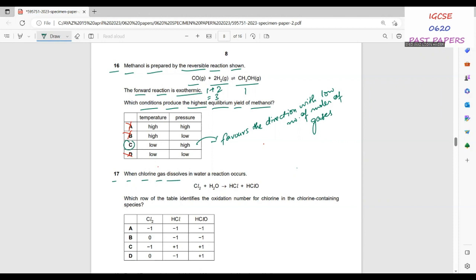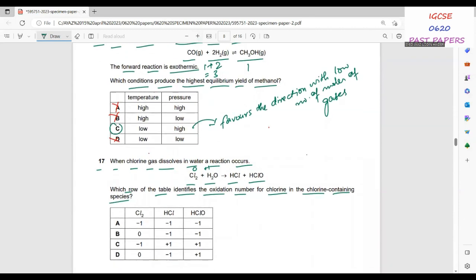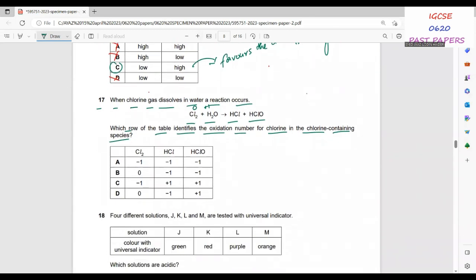17. When chlorine gas dissolves in water, a reaction occurs. This is the reaction: Cl2 plus H2O gives HCl plus HClO. Which row of the table identifies the oxidation number for chlorine in the chlorine-containing species? Now what I will do, I will write down the oxidation number of each atom in this. Cl2 is not carrying any charge, so the oxidation number will be 0 automatically. In H2O, H is attached to a non-metal, so the charge on H is +1. And the oxygen atom, being a non-metal with higher electronegativity than hydrogen, will carry -2 charge.